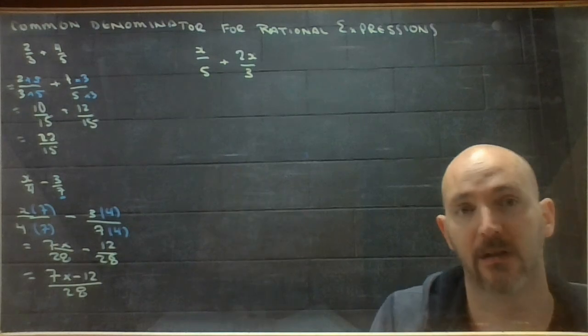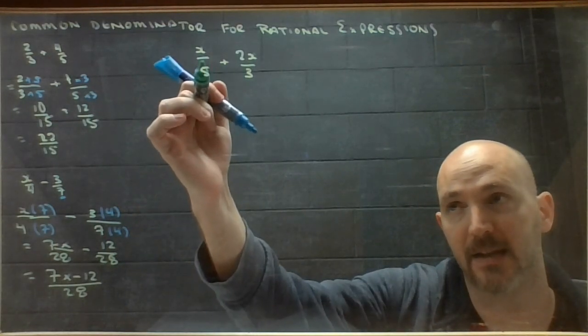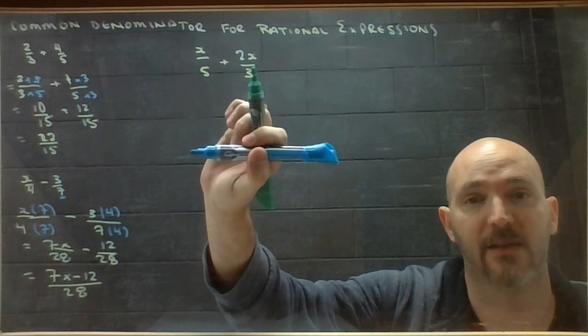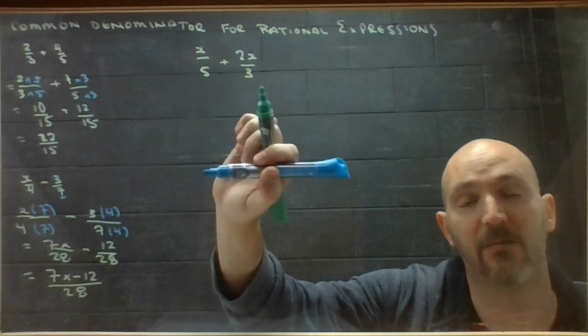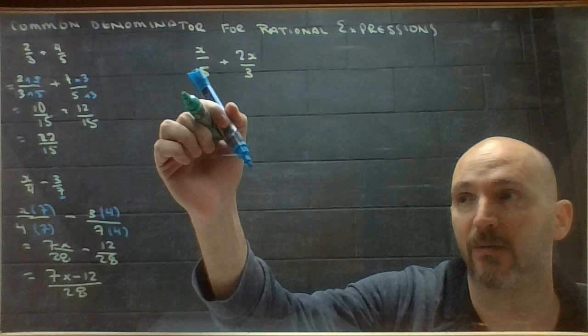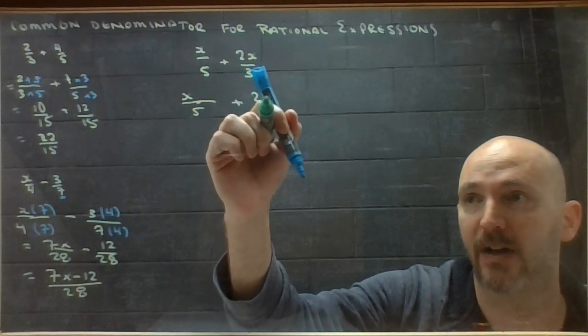Okay, up here, same thing. I can't write this as a decimal because it has an unknown in it. And I can't write this as a decimal because it has an unknown in it. So I'm going to have to combine these using common denominator. So I've got a fraction here, and I have a fraction here.